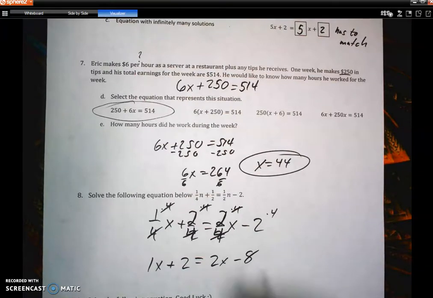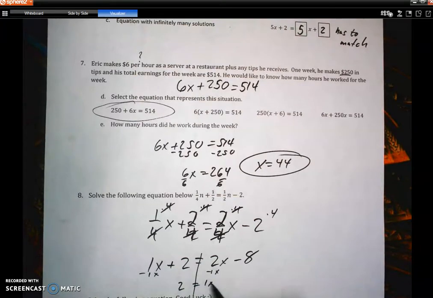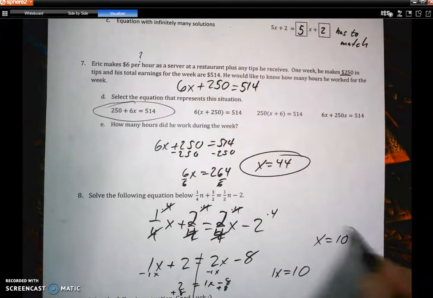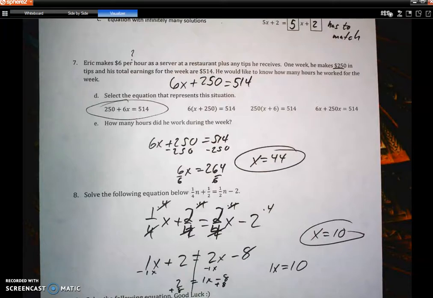And now I can solve it, right? I subtract 1x from both sides. Then you're going to get 2 equals 1x minus 8. Add 8 to both sides. And 1x equals 10. So x equals 10 is the answer on number 8.